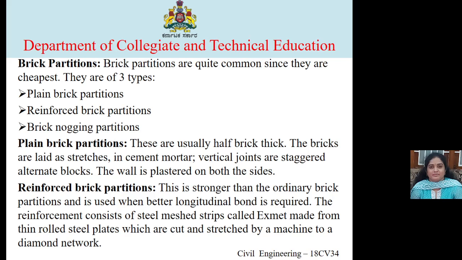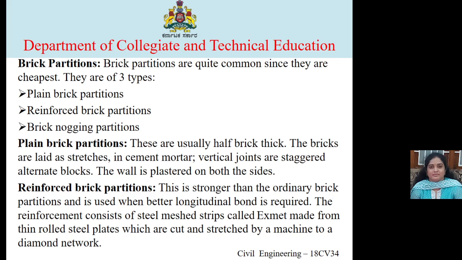So brick partitions. Brick partitions are quite common since they are cheapest, and there are three types: plain brick partition, reinforced brick partition, and brick nogging partitions. Plain brick partitions are usually half brick thick. The bricks are laid as stretchers in cement mortar. Vertical joints are staggered in alternate blocks. The wall is plastered on both the sides.